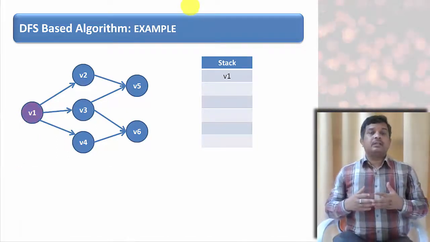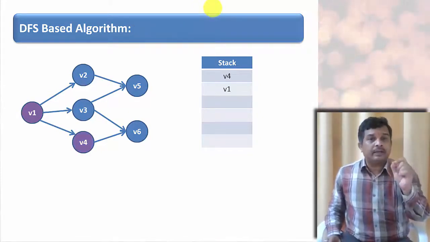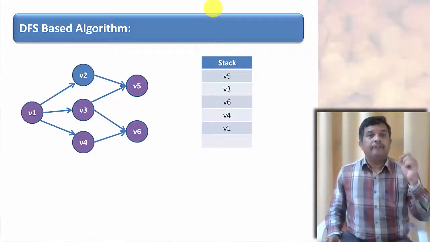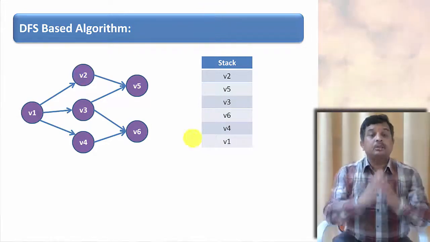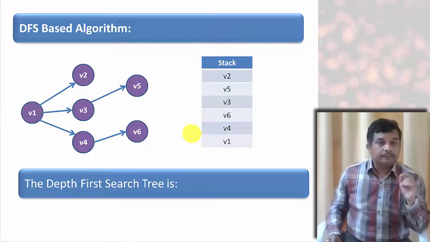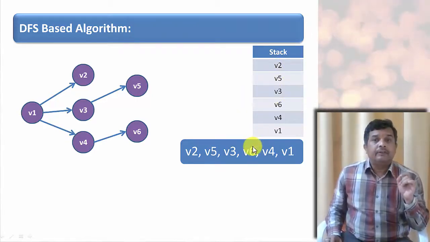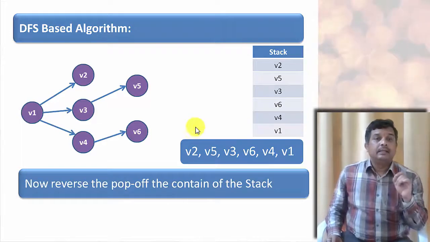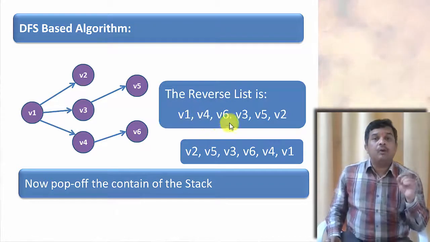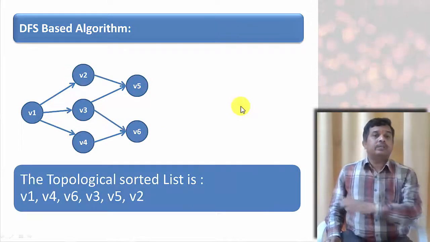We are using depth first search, so we need a stack. The first vertex that we entered is vertex V1, the next vertex is V4, the next one is V6, then V3, V5 and V2. In this way we fill the stack. This is the depth first tree that we got. If we pop, the first one popped is V2, then V5, then V3, V6, V4 and V1. Now if I reverse the popped elements, we get V1, V4, V6, V3, V5 and V2. This is the required topological sorted list.